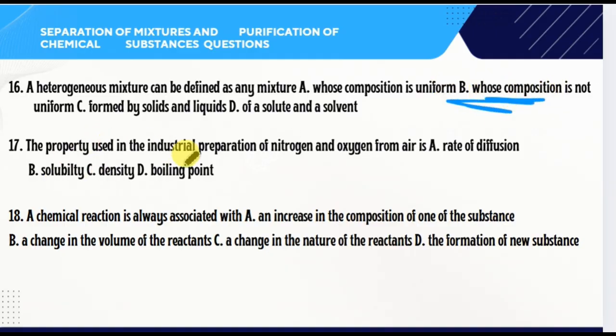The property used in the industrial preparation of nitrogen and oxygen from air is what dash? Air, as we know it, is a mixture of different gases that include oxygen, CO2, natural rare gases, water vapor, and a lot of them. So they can be separated into their components using fractional distillation.